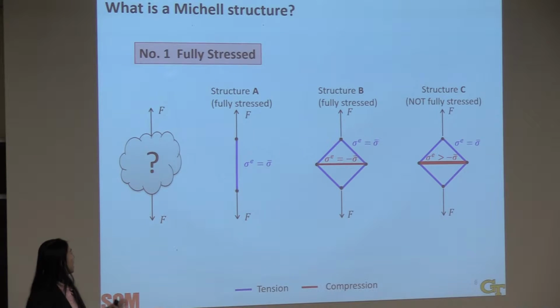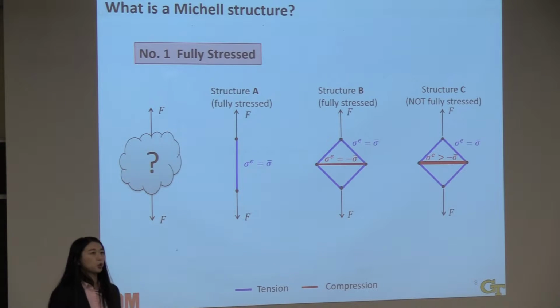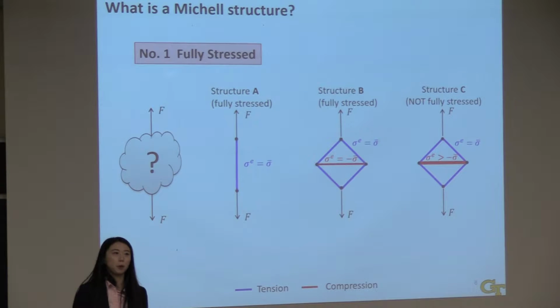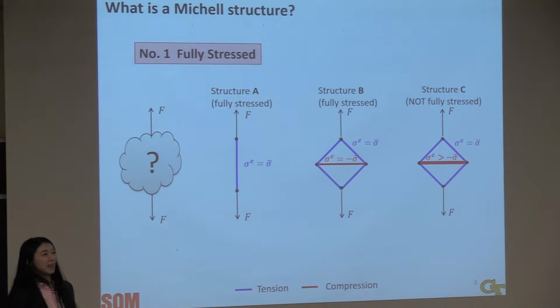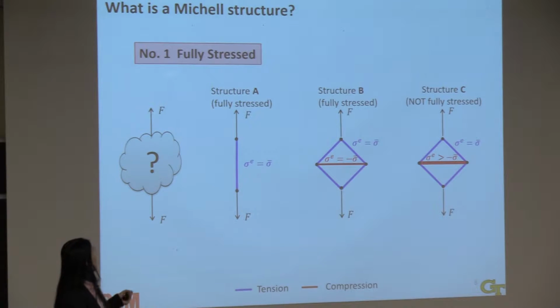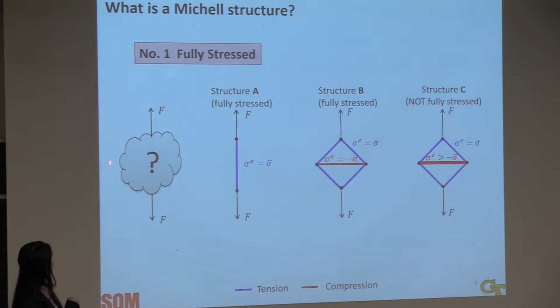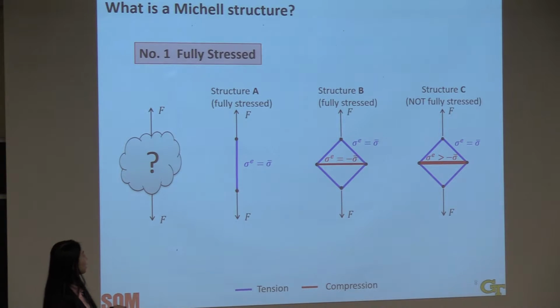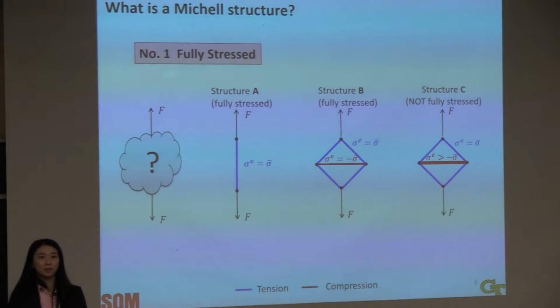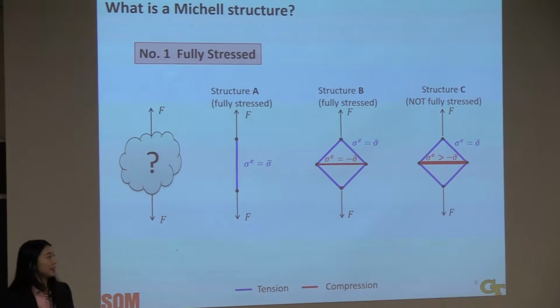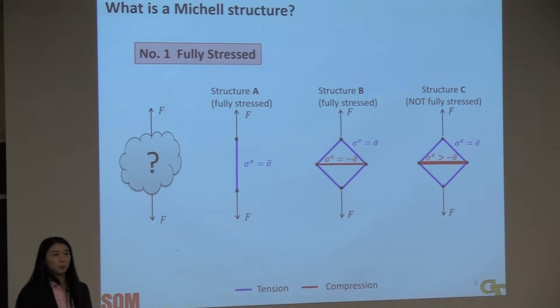So let's take a look at how we use these two conditions to determine the Michell truss. And hopefully by the end, you will have a better understanding of what those conditions mean. First of all, we have the external force shown here, and these three truss systems all satisfy this boundary condition and force condition, and they are all externally determinate.